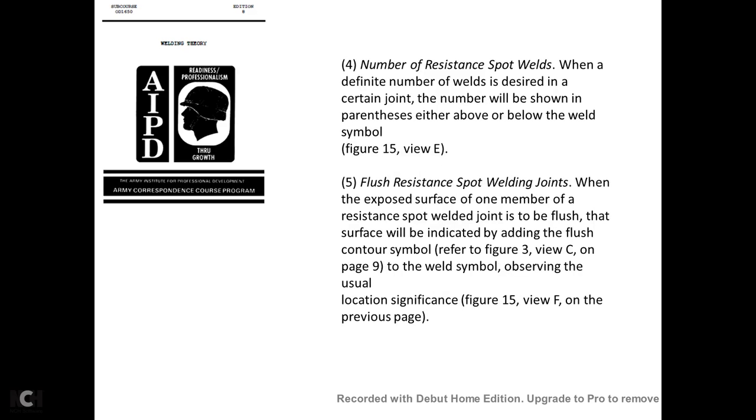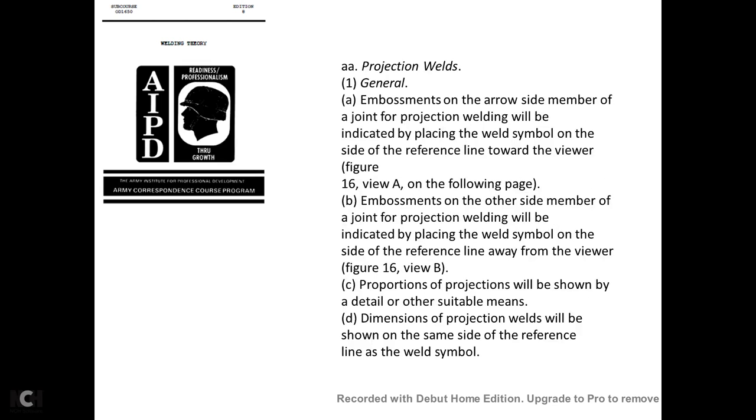For the number of resistance spot welds, when a definite number of welds is desired in certain joints, the number will be shown in parentheses either above or below the welding symbol. 5. Flush resistance weld joints. When the exposed surface on one of the members of resistance spot welding joints is to be flush with the surface, it is indicated by adding the flush contour symbol, and the welding symbol observes the usual arrow side significance.